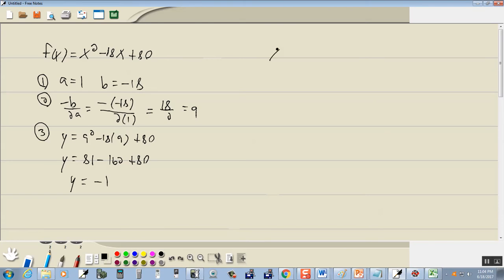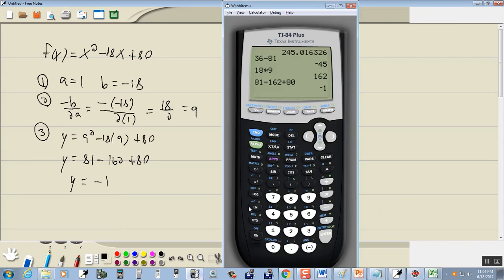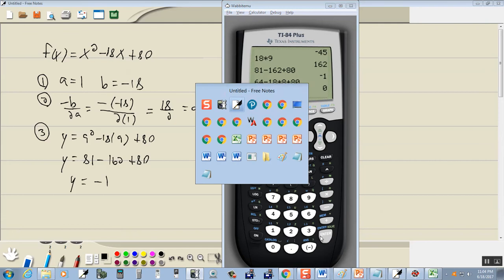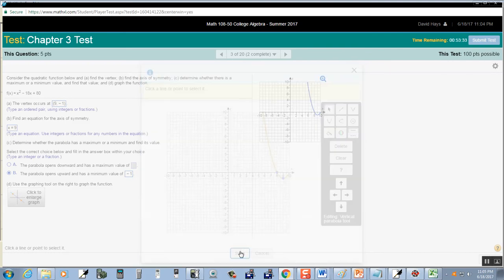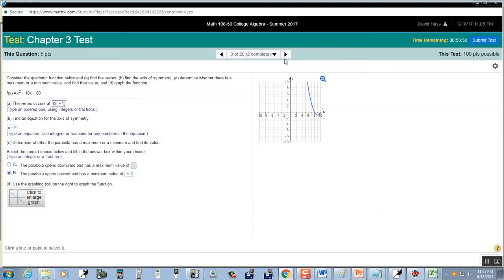If I plugged in x is equal to 8, I'd have 8 squared minus 18 times 8 plus 80. So I'd have 64, that's 8 squared, minus 18 times 8 plus 80. 0. Okay. So then this would be right there. Save that. Okay, I'll go to the next problem.